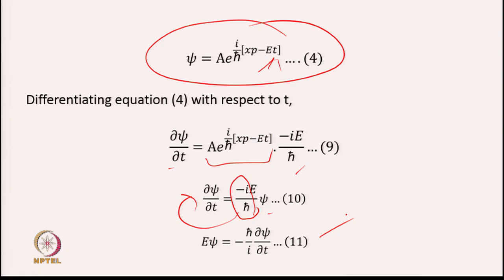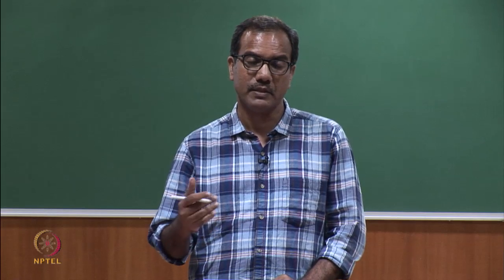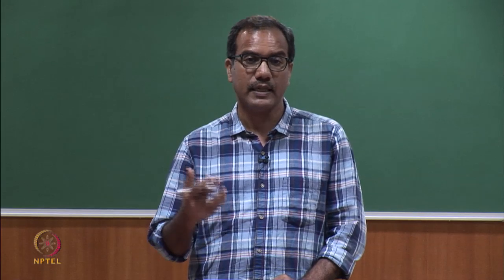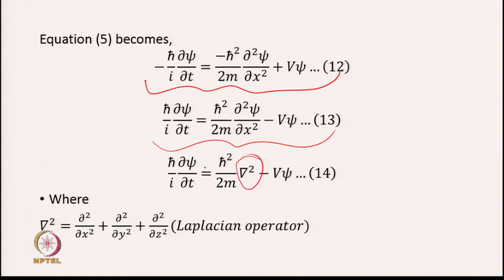So now the differential of psi with respect to x and the differential of psi with respect to t have a relationship. What is that relationship? Minus h cross by i del psi by dt is equal to minus h cross square by 2m del square psi by del x square plus V psi. If you multiply this, you will get this. This can be written with a Laplacian operator, which I have discussed earlier also. So this is your Schrodinger equation.